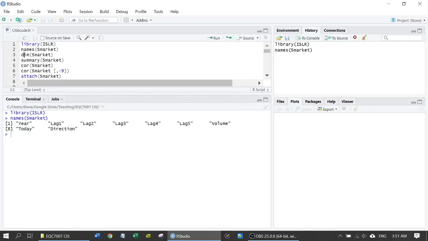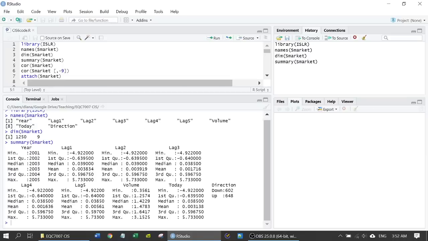Let us just run another function, dim, where dim gives us the dimension. So here we have 1,250 observations over 9 variables. And I just want to run the summary function. The summary function tells us that year goes from 2001 until 2005. And then we have information on lag 1 until lag 5. If you look at the summary statistics, you can see that they are almost the same.